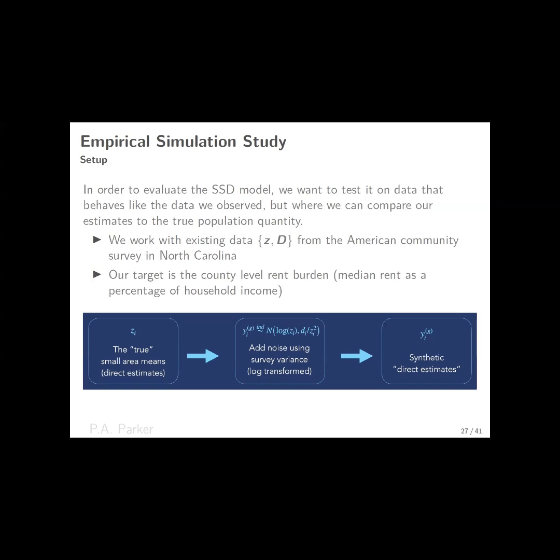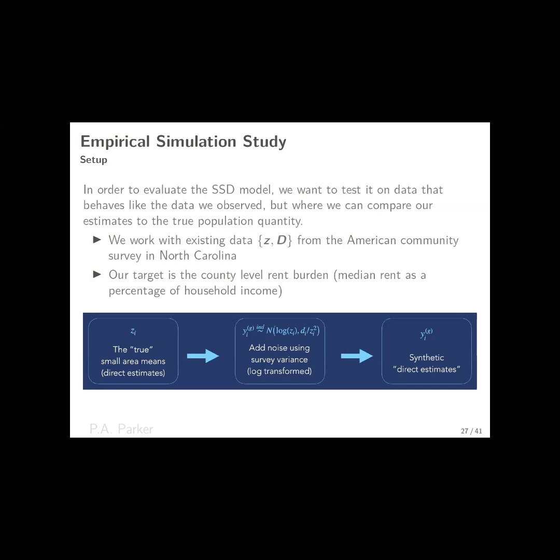And so the way we do this is we take some existing data set, right? We can take existing direct estimates from the American Community Survey, and we can just pretend that those direct estimates are our true population quantity that we'd like to estimate. And then we add some noise onto it. And we add noise similar to what we might see in the actual data.